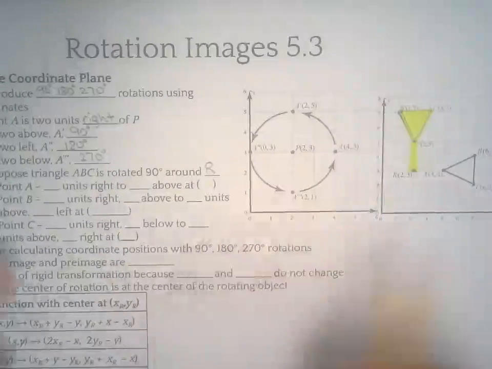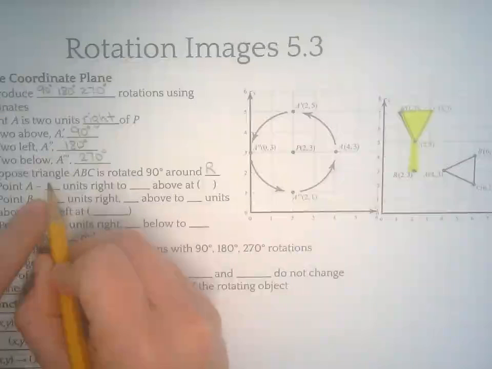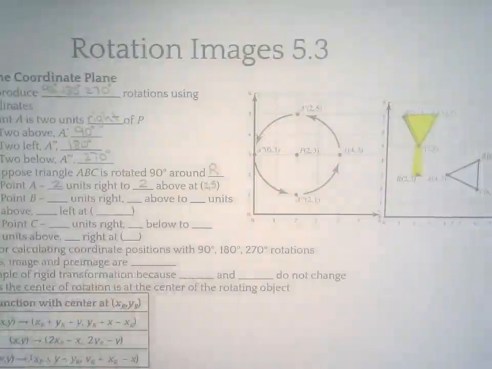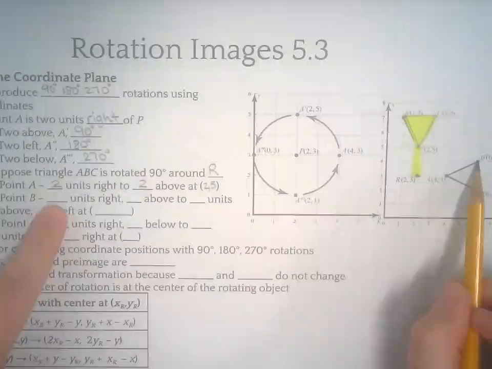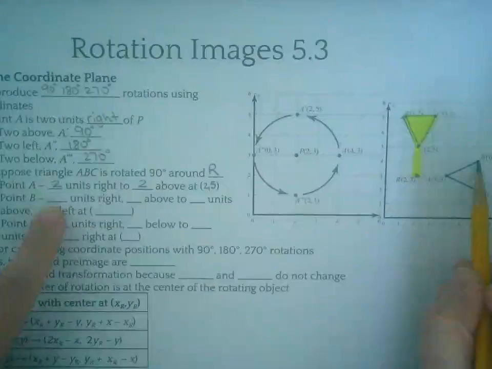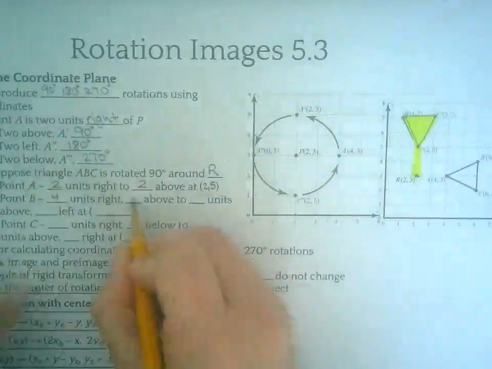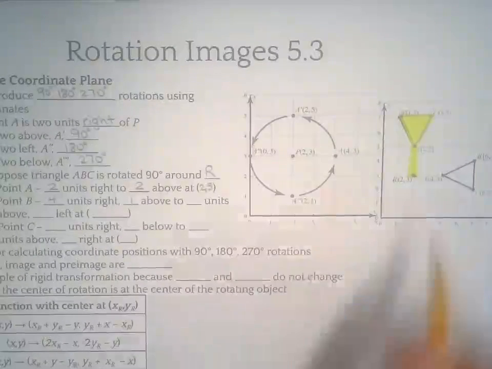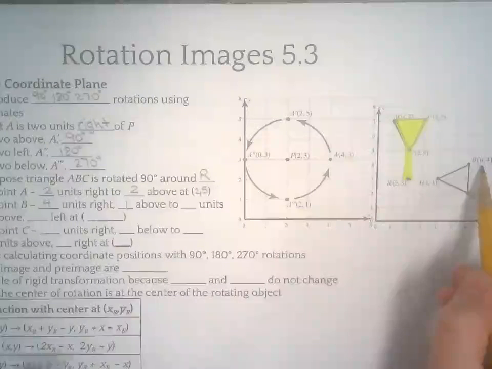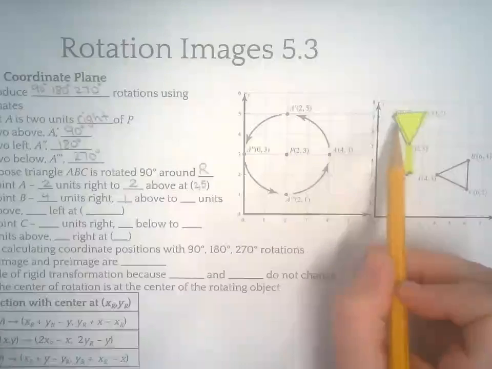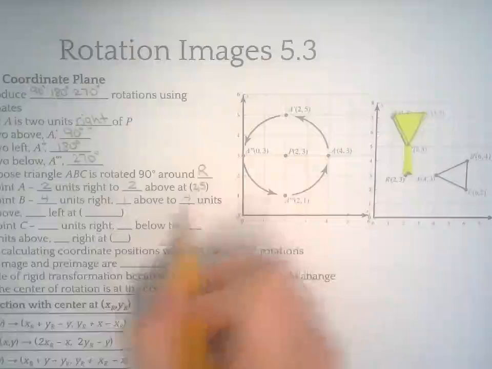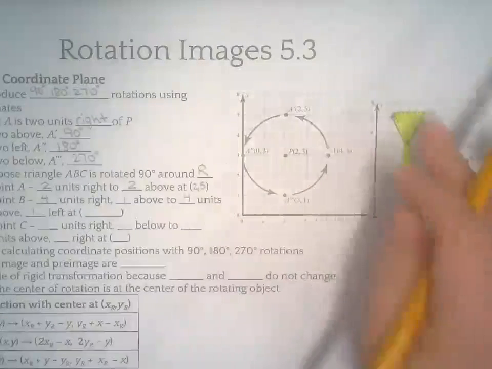Okay, so we have point A, right here. It's 2 units right, 2 units above, at 2,5. Point B is 4 units to the right, 1, 2, 3, 4, and then 1 unit up. After it's been rotated, with this as the center of rotation, point B is now 4 units up and 1 unit left, and the new coordinate for point B is at 1,7.